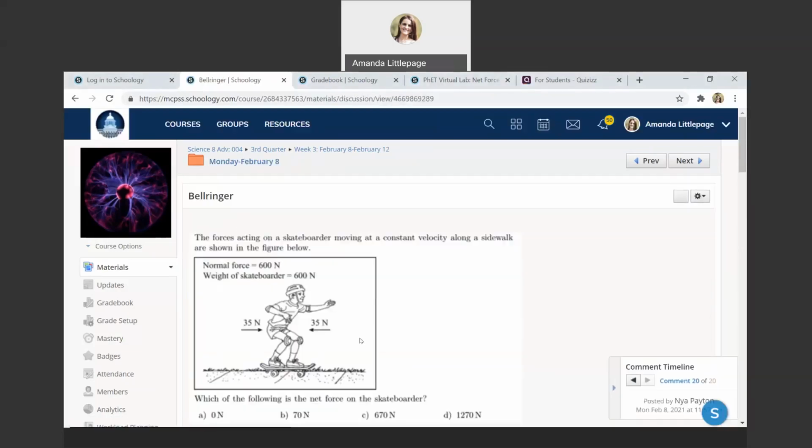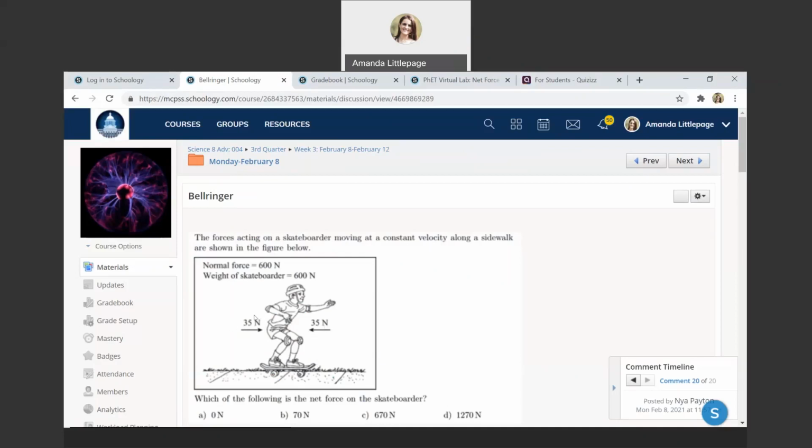Here's our bell ringer. It says the forces acting on a skateboarder moving at a constant velocity along the sidewalk are shown in the figure below. Which of the following is the net force on the skateboarder? Remember that net force relates to the total force that an object will experience. The skateboarder is moving forward. It tells you right here he's moving at a constant velocity.